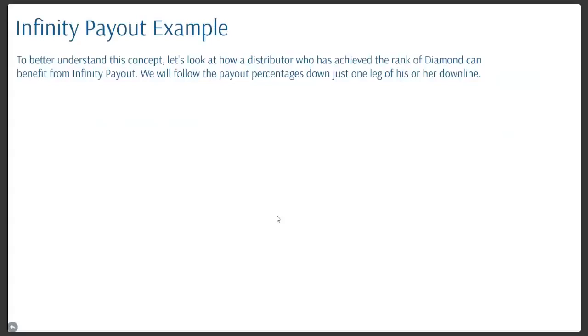So we're going to follow the payout percentages down just one leg of this diamond's downline organization. And remember, in order to be a diamond, you have to have 6 personally enrolled distributors, and at least 3 of them have to be on your front line. So a diamond would have at least 3 legs. But we're just going to look at how infinity payout works down just one leg. And then I promise I'll give an example of what it looks like in a typical diamond organization.